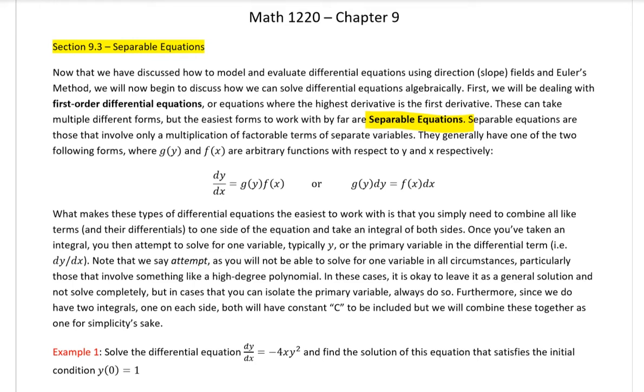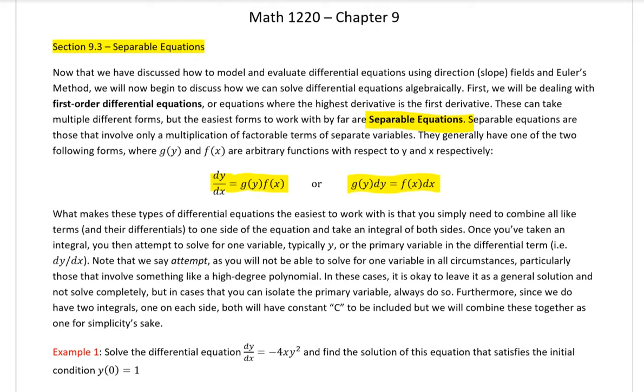For example, the first one is dy/dx equals g(y) times f(x). So I have two functions, one in y, one in x, multiplying. Or if I already have the differentials split, I have some amount of y times dy and some amount of x times dx.